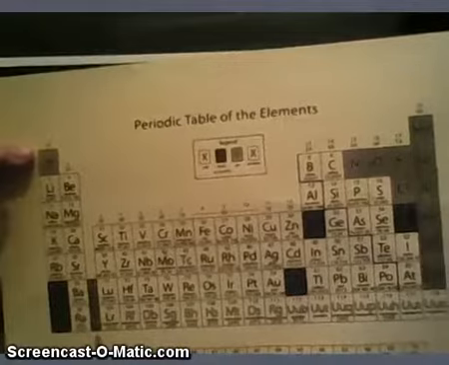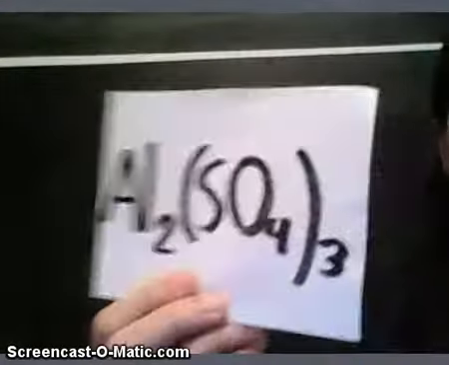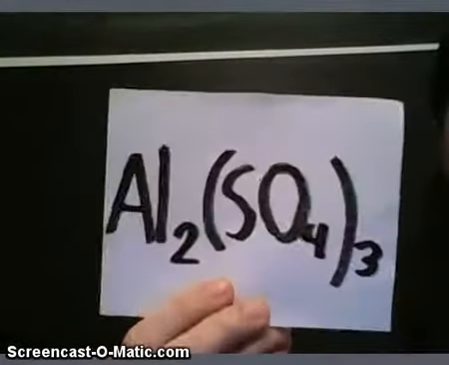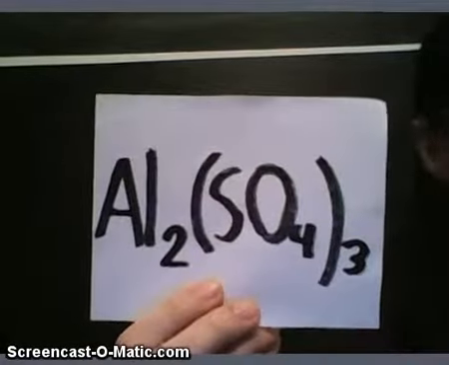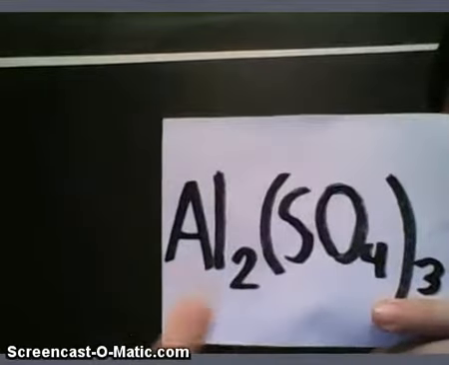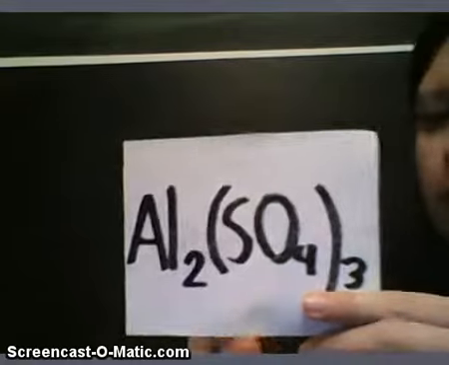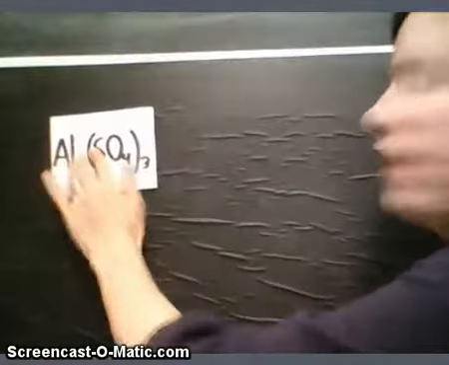Now what happens if we are not talking about just one element but we want to know the molar mass of a compound? For example, here we have aluminum sulfate and we see here that we have more than one element. We have three: aluminum, sulfur, and oxygen. So let's begin by finding out, so I'm going to paste this here, the molar mass for aluminum sulfate.